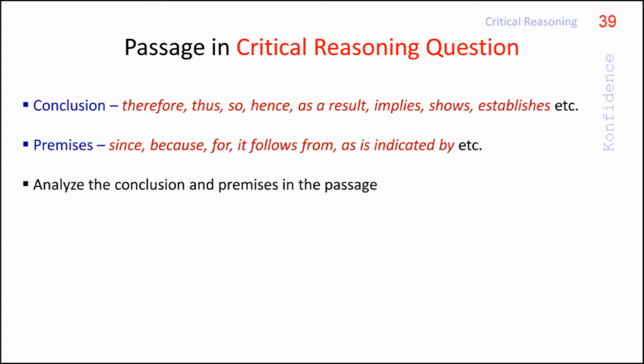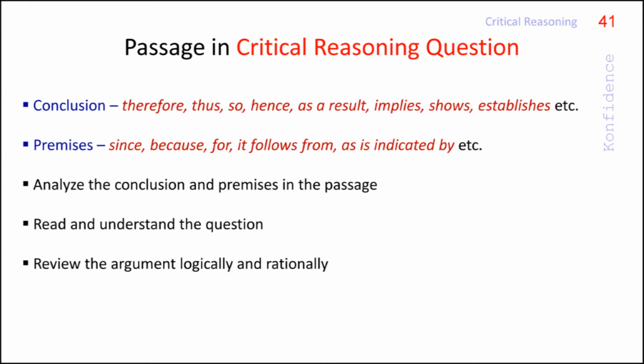After analyzing the conclusion and premises in the passage, read the question and understand what is required to be answered. This is very important because questions can be subtle, misleading, and ambiguous. Once we understand the question, review the argument stated in the passage logically and rationally. We will definitely be able to find out the right answer. Now let us examine some examples and understand the methodology in approaching critical reasoning questions.